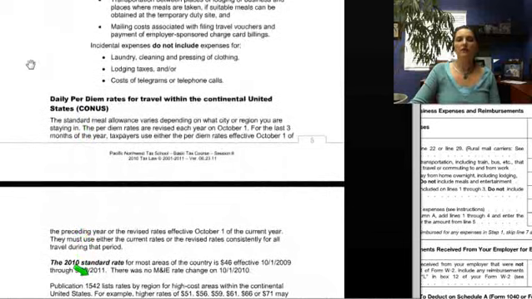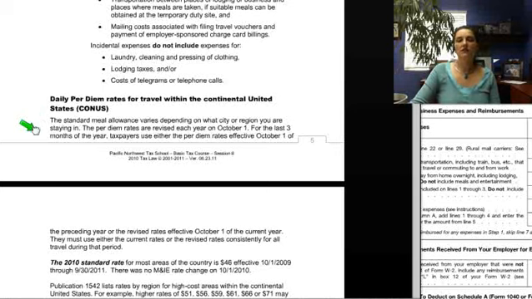There is a way that you go about figuring the daily per diem amount that is allowed for meals, and it is through CONUS. The standard meal allowance varies depending on what city or region you are staying in. The daily per diem rates for travel within the United States, or CONUS, the continental United States, are revised each year on October 1st.